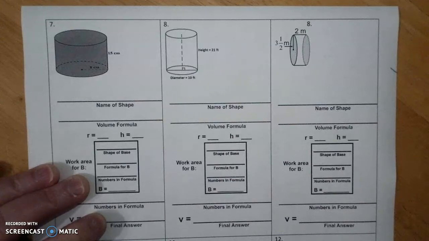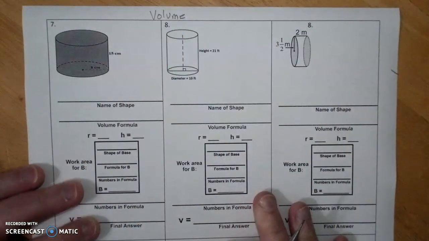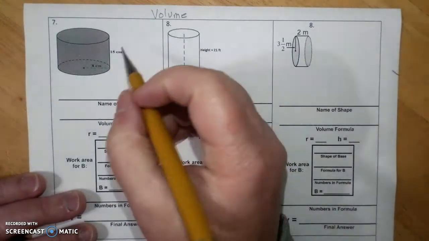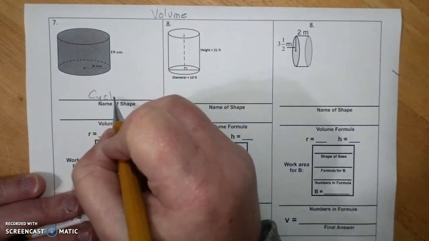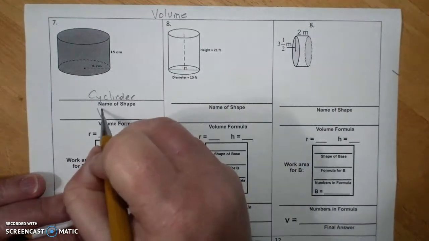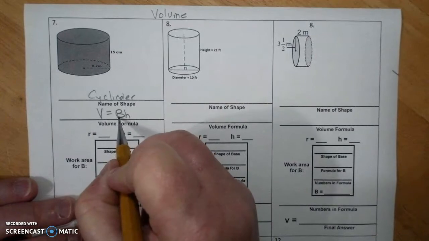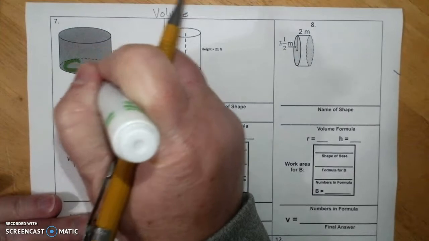The last video we went over how to calculate volume of prisms and pyramids, and in this one we're going to do volume, and by the end you should be able to calculate the volume of cylinders and cones. I have a shape and I'm going to call it a cylinder, and it's the same formula. Here the big B is the area of the base, and the base is a circle.